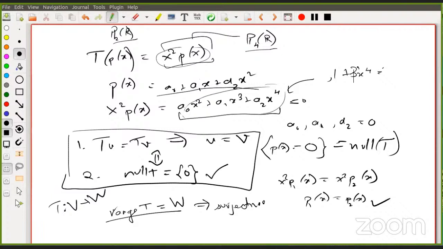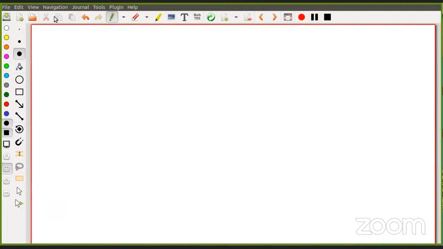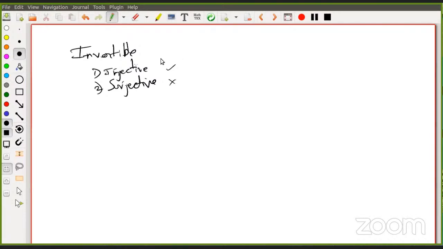Oh, okay. So invertibility. If you've seen the lectures, we said that if you want T to be invertible, then it has to satisfy injectivity and surjectivity. Since in our case, the polynomial multiplied by x squared is only injective and not surjective, it's clearly not invertible.